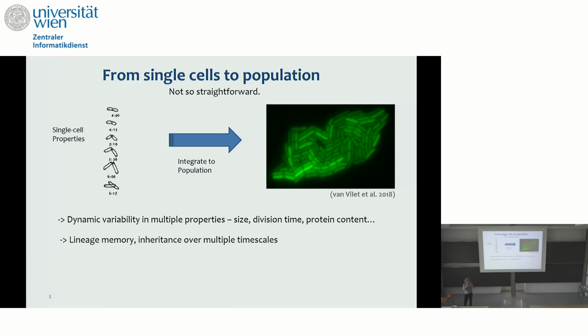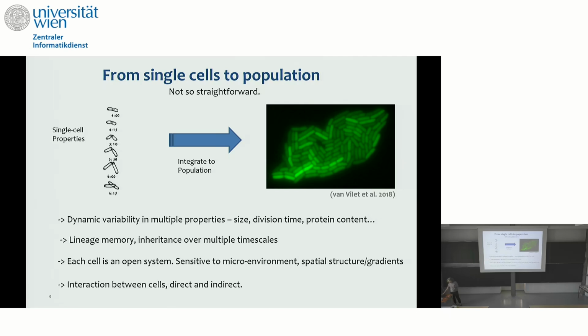Cells grow and divide. They create lineages. These lineages create memory. They inherit their properties to the next generation. And this creates, of course, correlations inside the population. And moreover, every cell is really an open system, right? It's open to its environment. It exchanges substance with the environment. It's sensitive to spatial gradients and other features. And because of that, the individuals in the ensemble are not independent. Through the environment, they can interact with one another directly and indirectly.